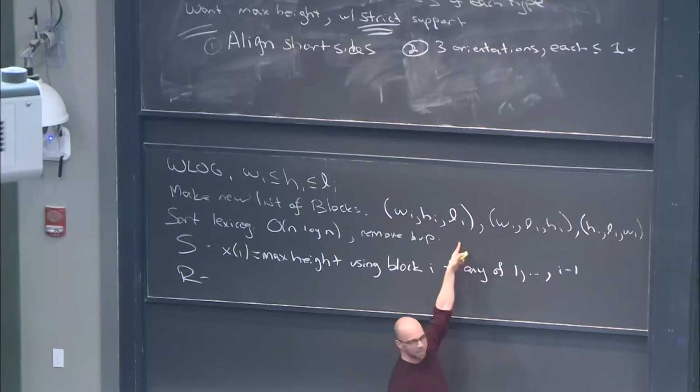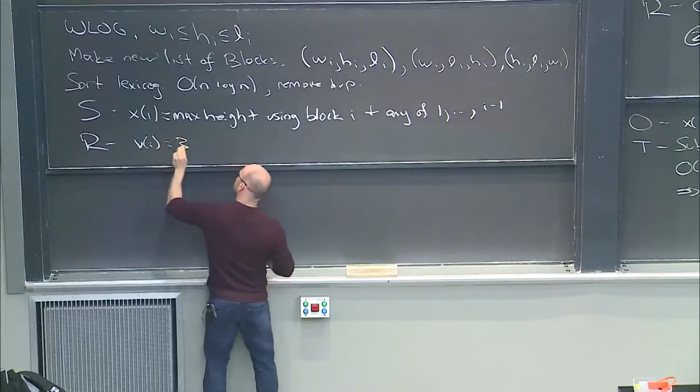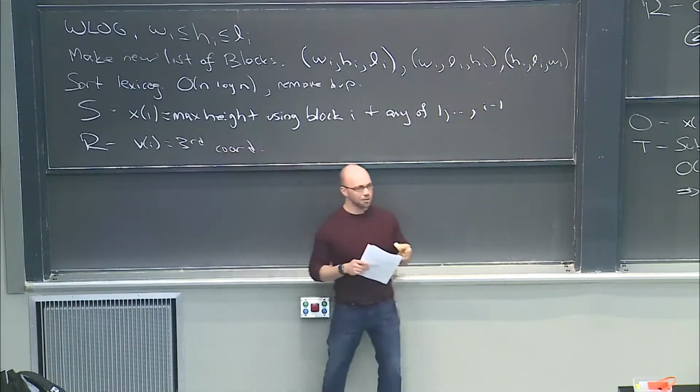Yeah, let's say vi is always the third coordinate. So I've already used W, H, and L, and I'm afraid if I reuse them after sorting, it's going to confuse people. So vi is the third coordinate of the ith element of my sorted array.